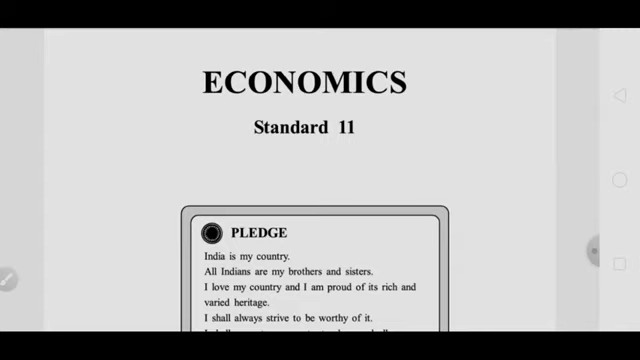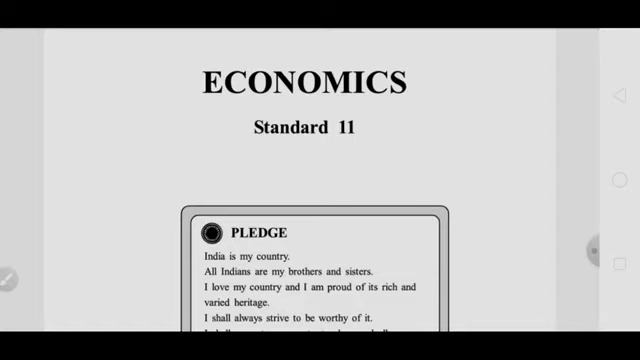Up to standard 10th you have studied the subject social studies or social science, but the focus of social science is on the social aspect while the focus of economics is on the economic aspect. Chapters like population, poverty and unemployment, which are discussed in standards 9th and 10th, are also applicable in economics. But here in economics we are going to discuss the economic aspect of these problems of the economy.